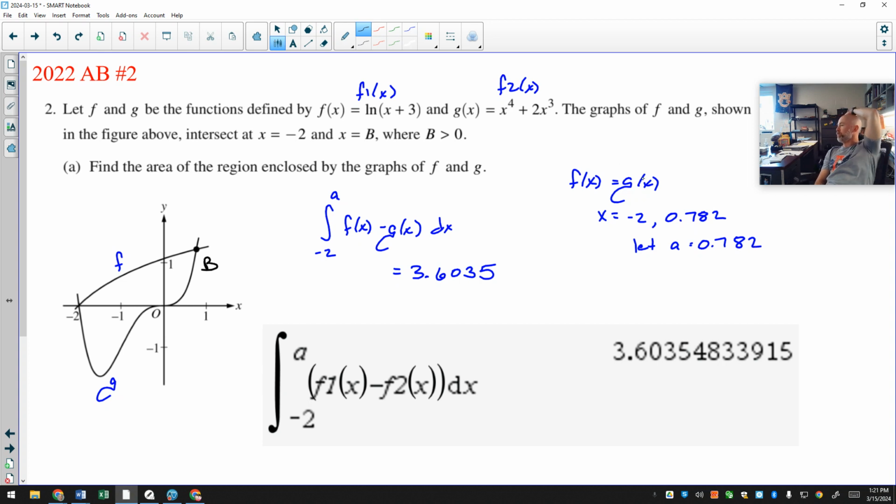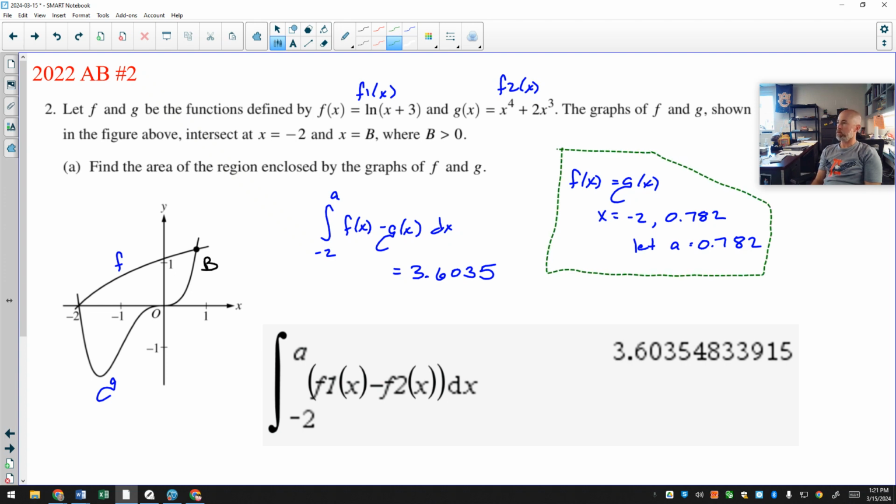Now, I would like for you, because that intersection is the upper limit here, if you didn't write it, if you actually put the value, that's fine. I want you to write the equation that gave you that point. Show where you found the value of 0.782. Obviously, you're doing it on your calculator, but it comes from solving the equation f of x equals g of x. Good. And there's your setup, throw it in the calculator, and I got 3.6035. Good on A.